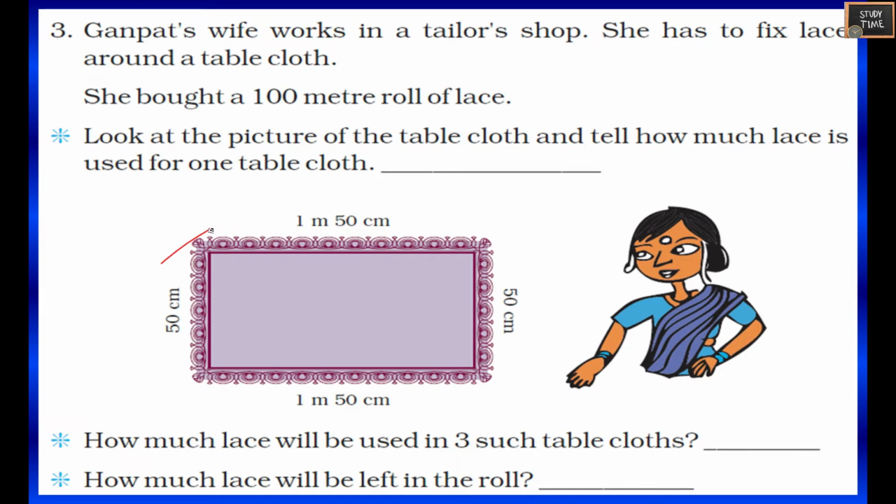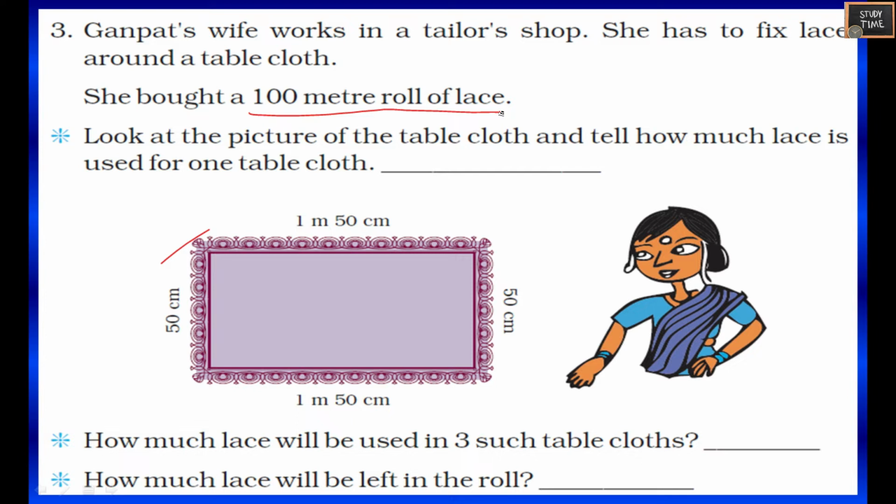Ganpat's wife works in a tailor's shop. She has to fix lace around a tablecloth. She bought a 100-meter roll of lace. Look at the picture of the tablecloth and tell how much lace is used for one tablecloth. So she has totally 100-meter roll of lace.